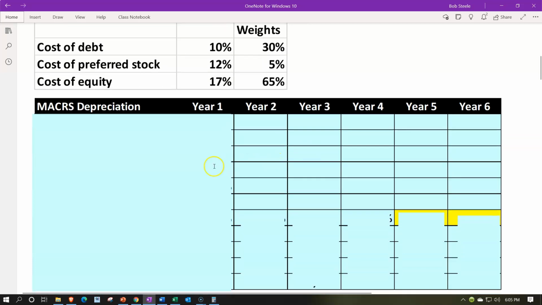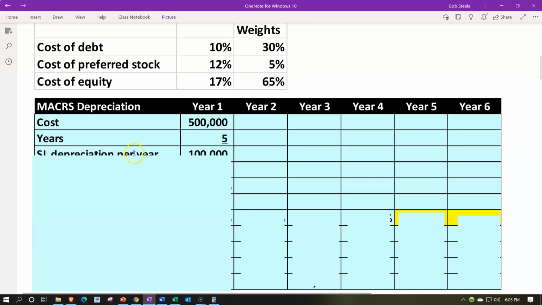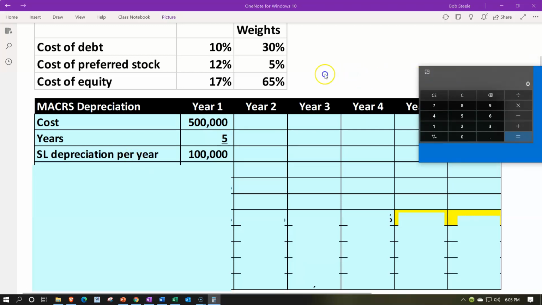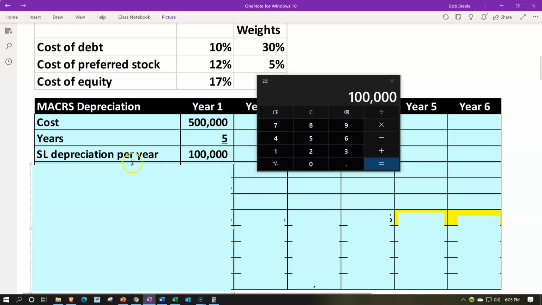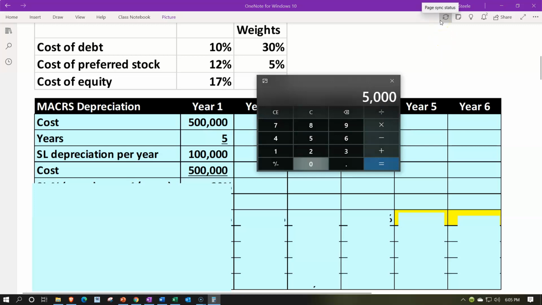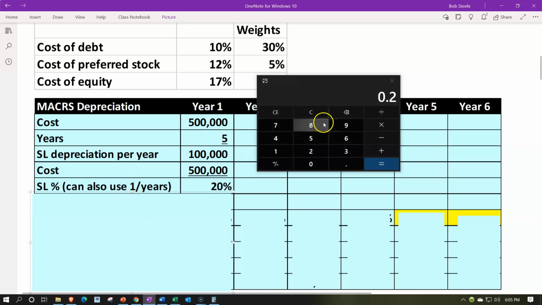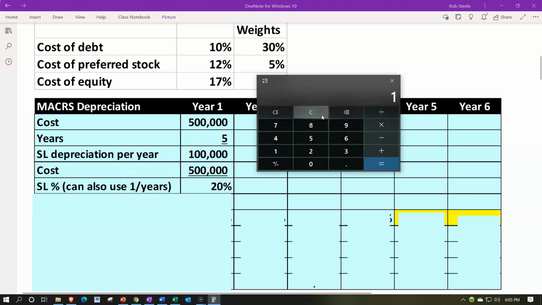Let's start with that. So MACRS depreciation, we've got the cost, $500,000, 5-year property. If we have the straight line amount, let's just do that calculation, pulling out the trusty calculator. 500,000 divided by 5 is, of course, 100,000. That would be the straight line depreciation. I want to see the straight line rate, though. 100,000 divided by 500,000 gives us 0.2 or 20%, which could also be found by taking 1 divided by the number of years, which is 5, 20%.